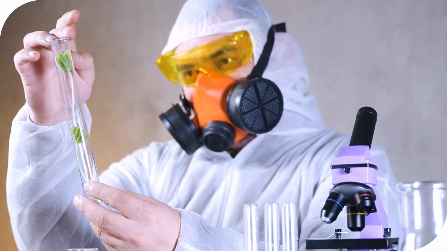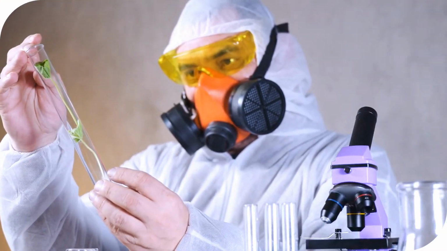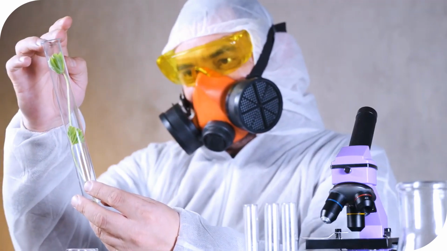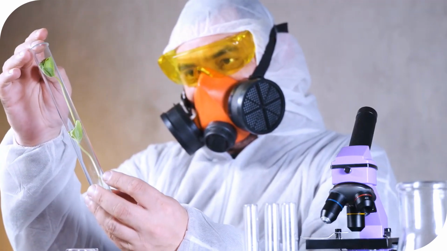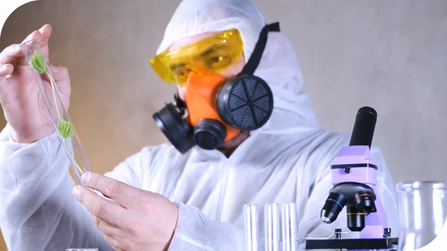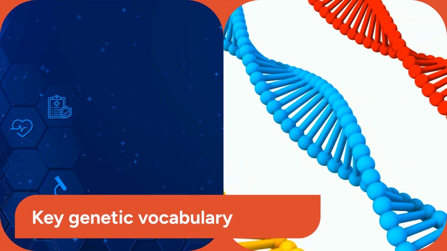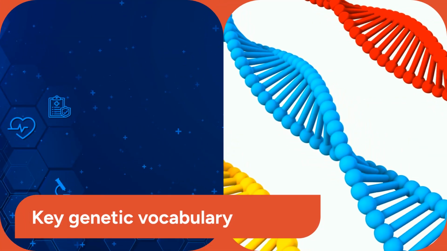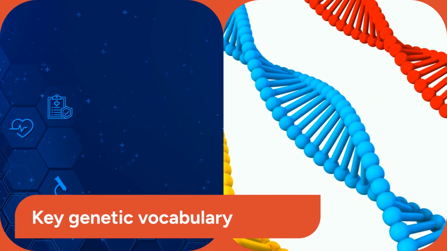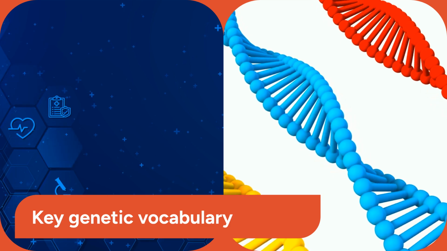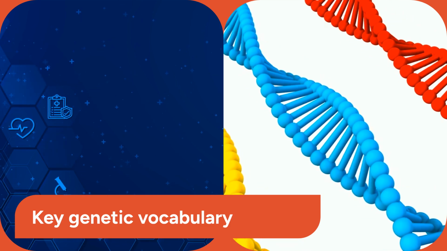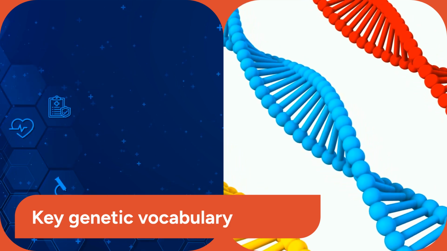The basic rules of inheritance were first unlocked by Mendel in the 19th century, observing how traits were passed down in pea plants. His work laid the foundation for modern genetics. Our blueprint is organized into genes, segments of DNA that contain instructions for a specific trait. Different versions of the same gene are called alleles, determining whether a trait is dominant or recessive.